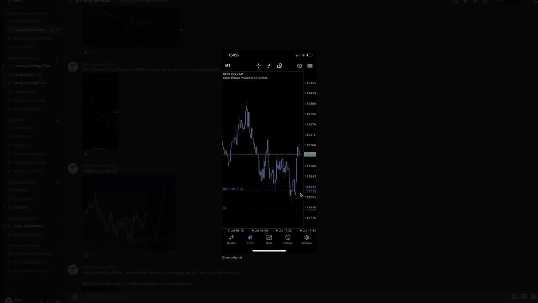You can see here we had a buy limit just on this level. Wanted to see price come in, tap that, and then run. So there's the entry, 1.18920. There's the stop, 1.18820. So let's go and break this down on the charts now.